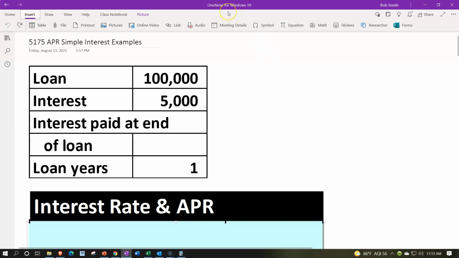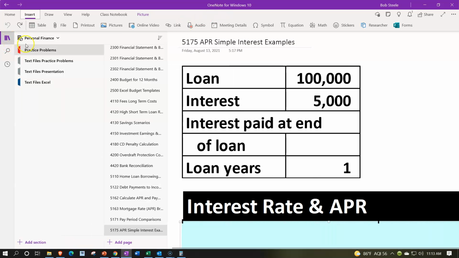Here we are in OneNote. If you have access to OneNote and would like to follow along, you're not required to, but if you would like to, we're in the icon on the left-hand side. We're in the Practice Problems tab, down in the 5175 APR Simple Interest Examples tab.